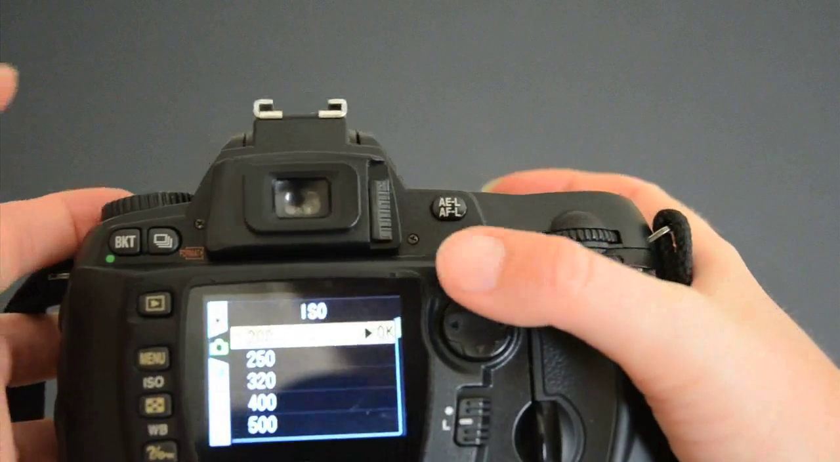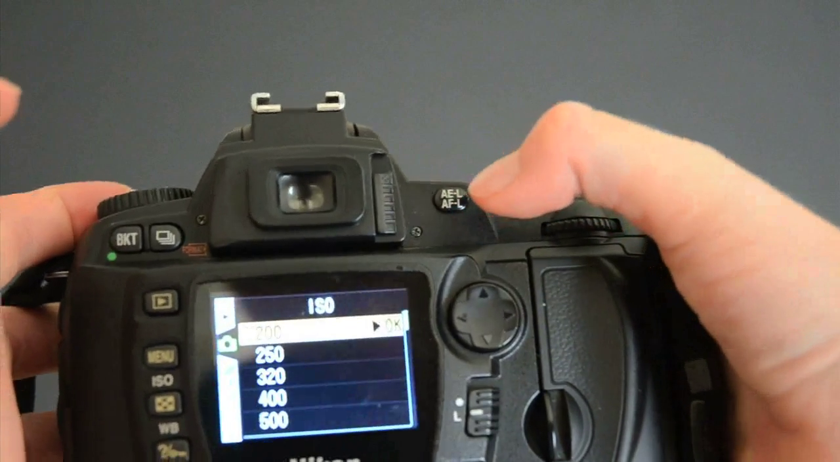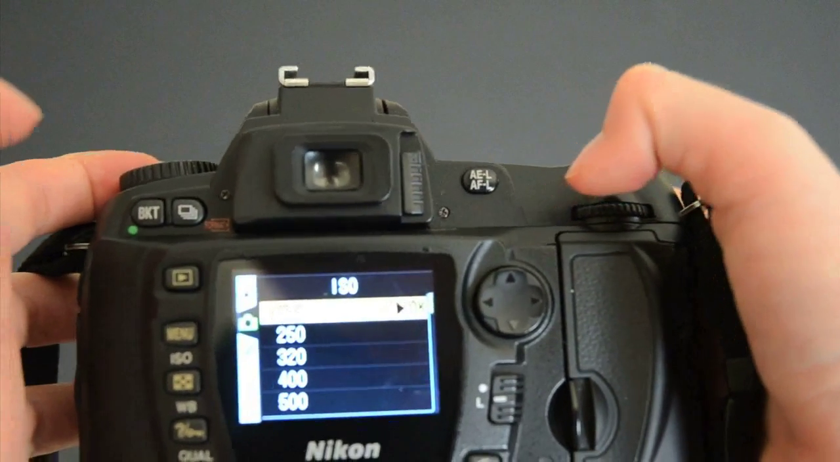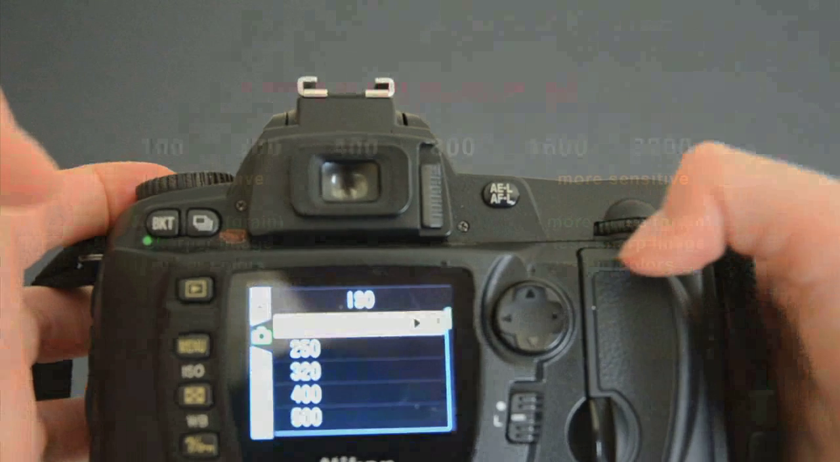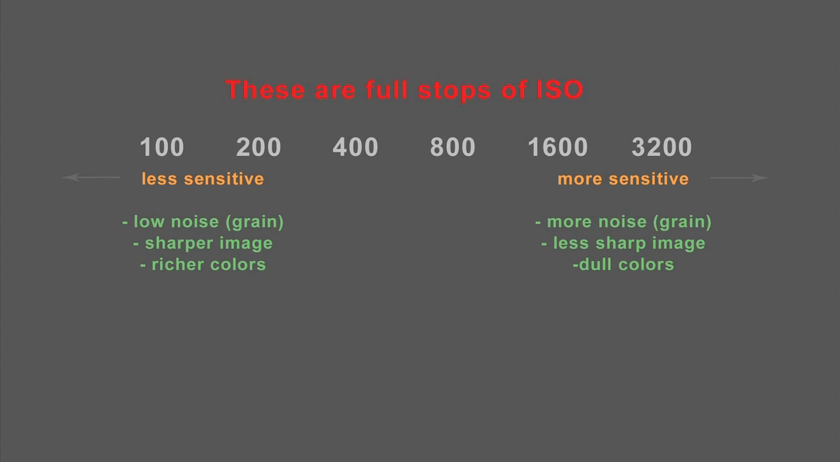For some cameras it's 200, some cameras have 100, some cameras even have 50 ISO. These are the full stops of ISO. The less sensitive stops are the smaller numbers, and more sensitive stops are the bigger numbers. Since the bigger the ISO number, the more sensitive to light the sensor or the film is, a big number of ISO allows us to shoot in darker conditions than a small one.